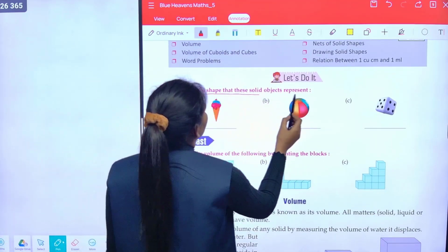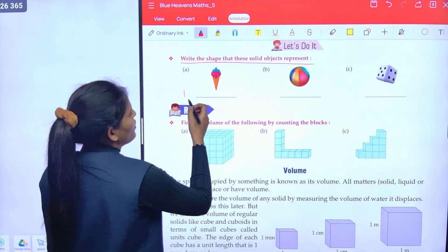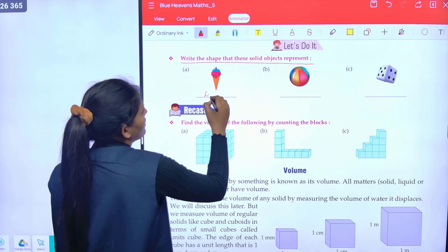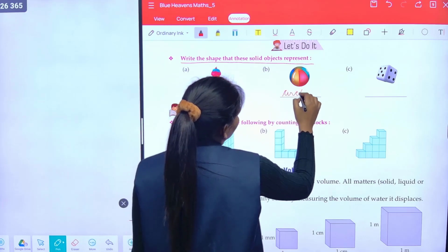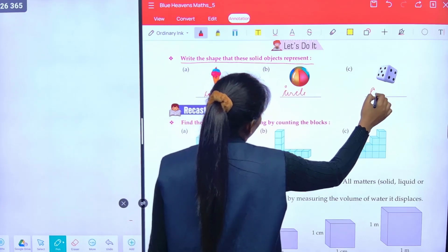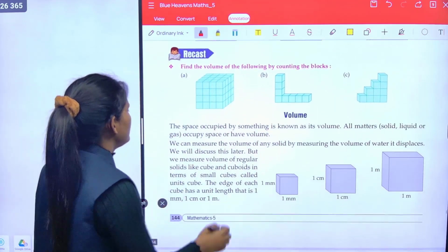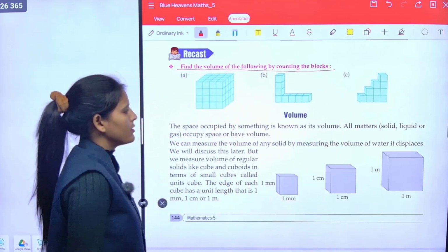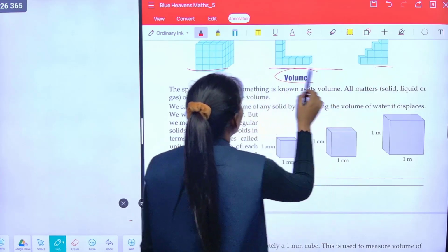Write the shape that these solid objects represent. So, class, shape: cone, circle, cube. Okay. Now, see class, find the volume of the following by counting the blocks. Now class, volume. These are the shapes and volume.